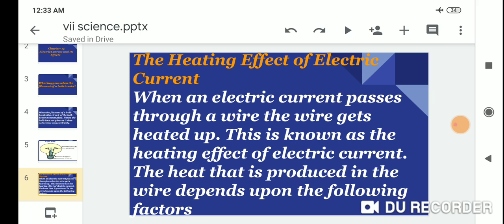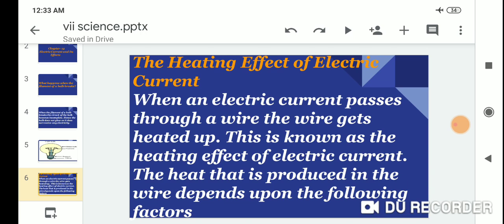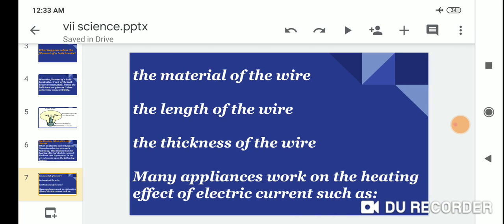The heat that is produced in the wire depends upon the following factors. First is the material of the wire, second the length of the wire, and third the thickness of the wire.